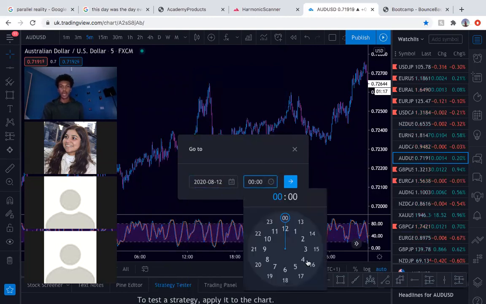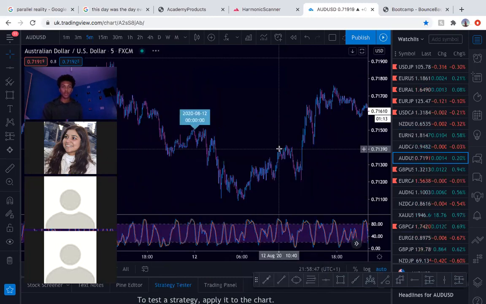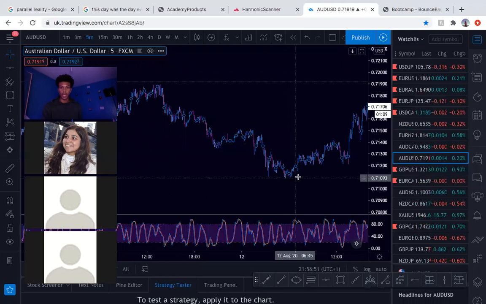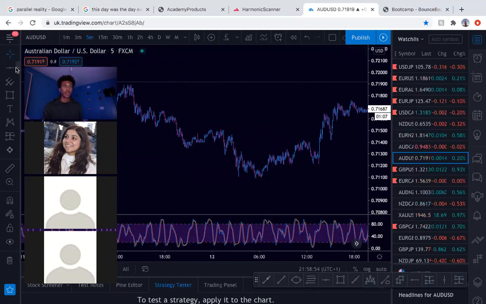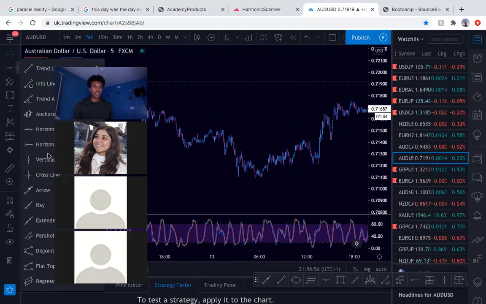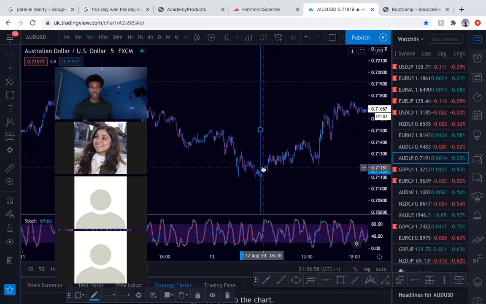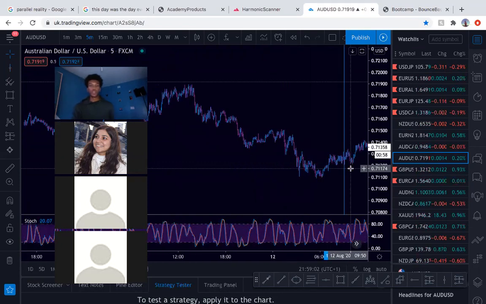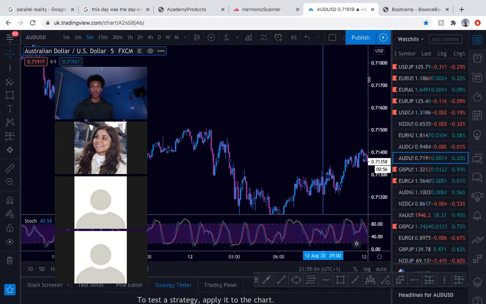And we're going to go to 9 a.m. Perfect. Ah, cool. Somewhere around there. Right, let's see. So 9 a.m., so this is around about here. Let's get the vertical line just to show this visually. Let's see what we've got. All right, cool. 9 a.m. So this is where we had that candle close in the right direction.